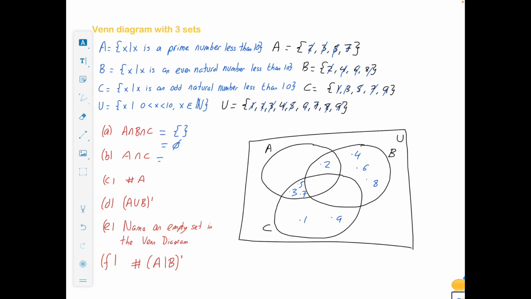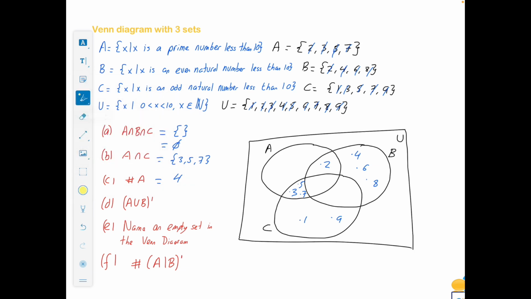Next question, A intersection C. So we're going to look at all of this area here. What's inside in there is 3, 5, 7. The next section asks for the cardinal number of A. So how many elements are in A? There's 1, 2, 3, 4. Again, don't put that in curly brackets.